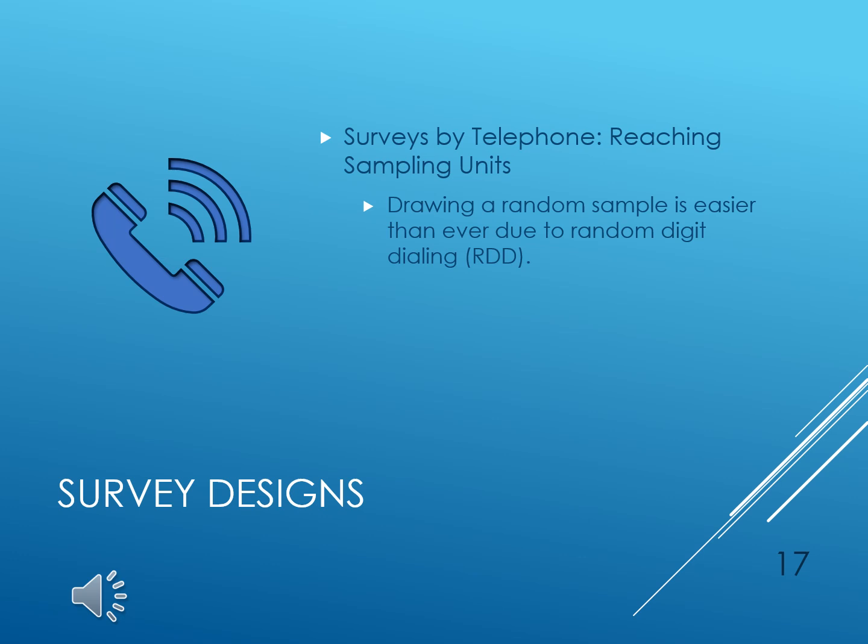The phone survey: interviewers question respondents over the phone and record their answers. Research sampling units: drawing a random sample is easier than ever due to random digit dialing, or RDD for short. Maximizing response to phone surveys will include multiple callbacks. These are necessary. Interviewers must be prepared for distractions if the respondent is interrupted. Rapport between the interviewer and respondent is likely to be lower.